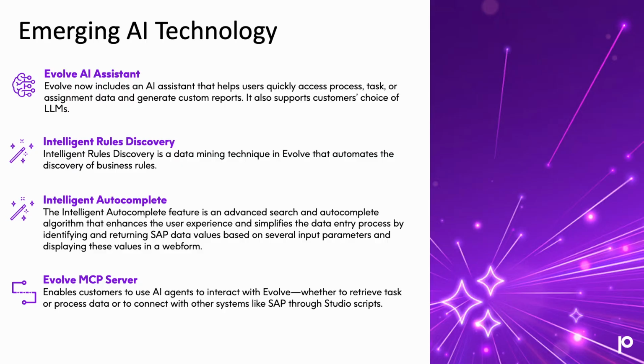So we're looking to add an AI assistant into Evolve. We are doing intelligent rules discovery and intelligent autocomplete. So rules discovery will look at your current data and identify the rules that have been applied. Intelligent autocomplete will take all of your historical data for a material, let's say a material record.